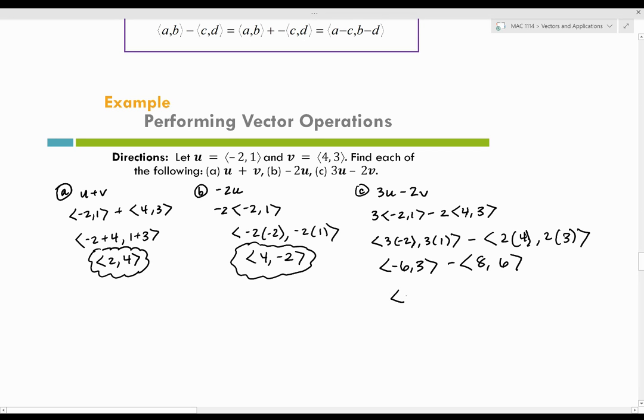All right, and now I'm going to subtract them. So remember, you subtract the horizontal components from each other and the vertical components from each other. So that's going to give me -14, -3. And that's my new vector. Okay, cool.